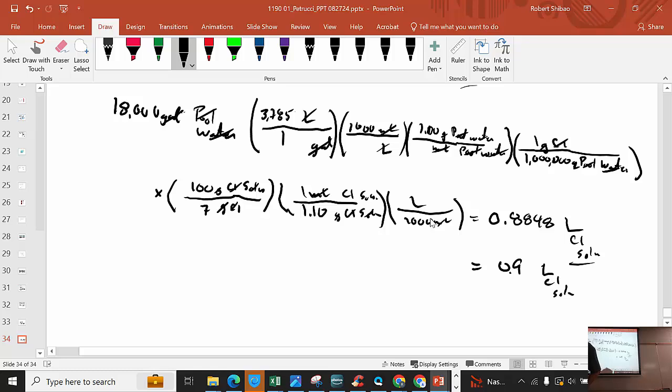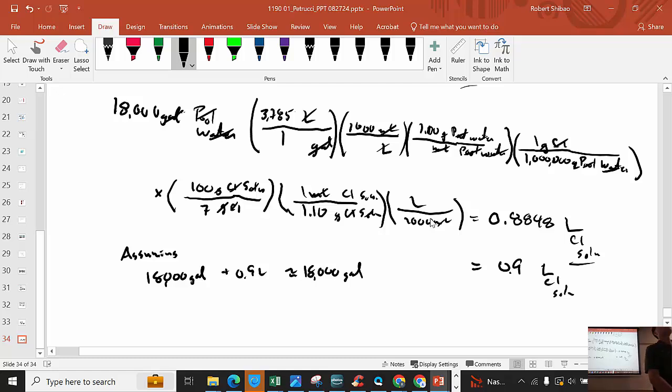You don't have to worry about this because we're making an assumption here. And we do this a lot in chemistry. We do this to simplify the math. Assuming 18,000 gallons plus 0.9 liters is about 18,000 gallons. Does that make sense? What we want to say is that the addition of a liter is not going to change the volume enough that we're going to worry about it. Does that make sense?